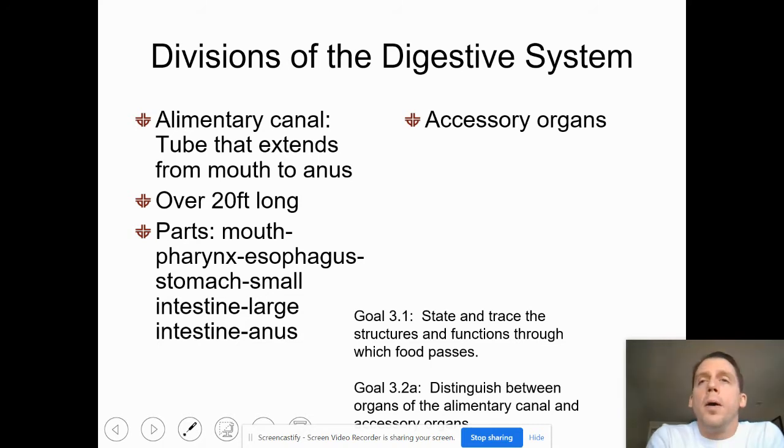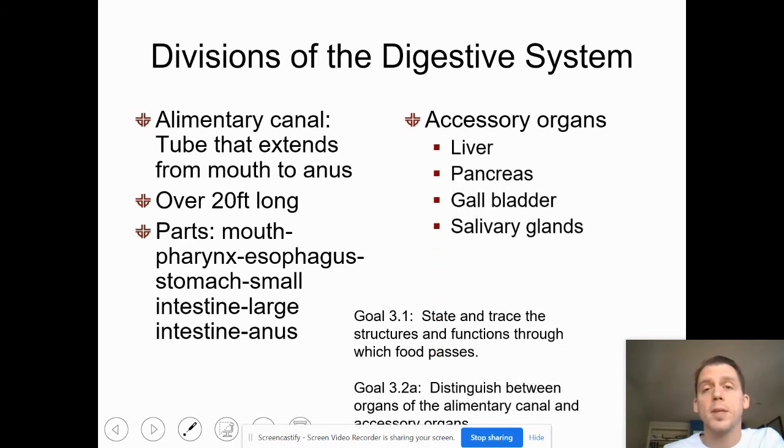Now, more things have to happen than just allowing your food to move. We have to secrete things into the alimentary canal. And that is what your accessory organs are for. Your accessory organs are going to secrete things into the alimentary canal to help digest food. Your liver, pancreas, gallbladder, and salivary glands are all accessory organs. And these are all things that are going to secrete something that goes into your alimentary canal.